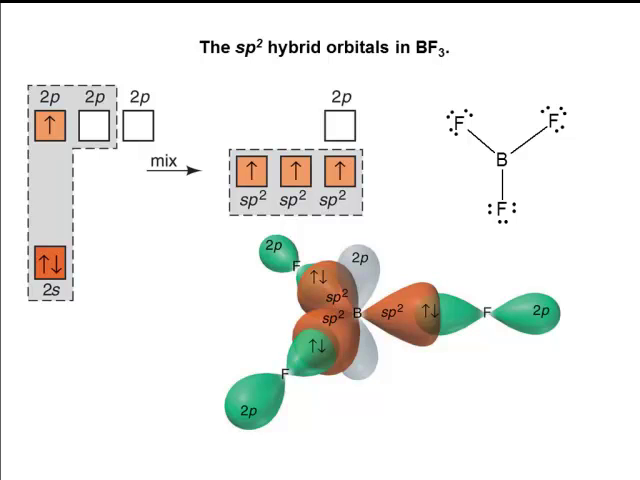It's trigonal planar. So if I have trigonal planar electron domain geometry, then I'm going to have sp2 hybridization. I've got three areas of electrons, which means I need 3 hybrid orbitals, which means I'm going to have the sp2 hybrid orbitals.